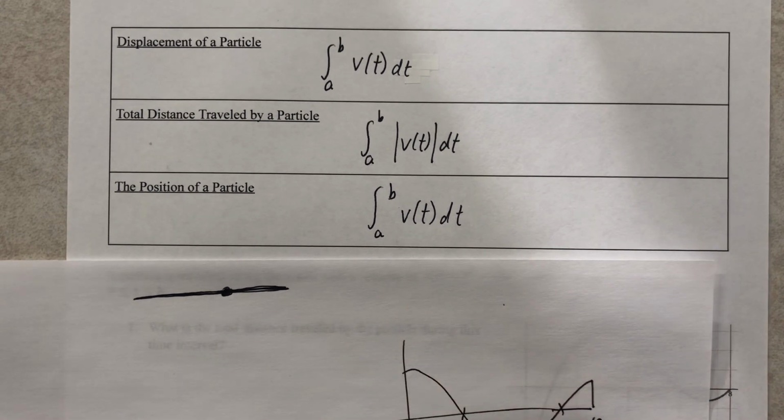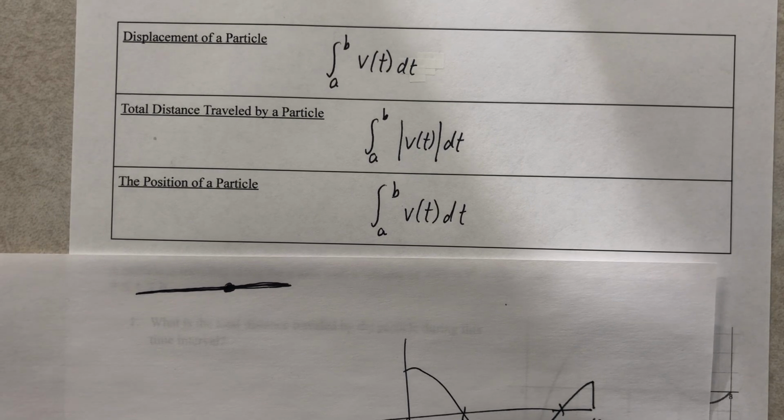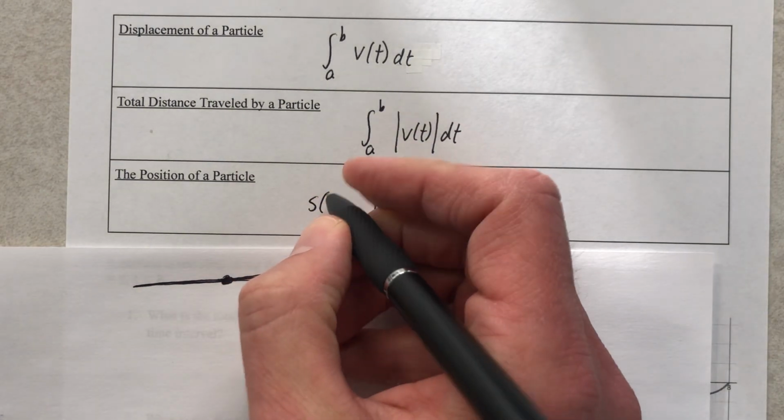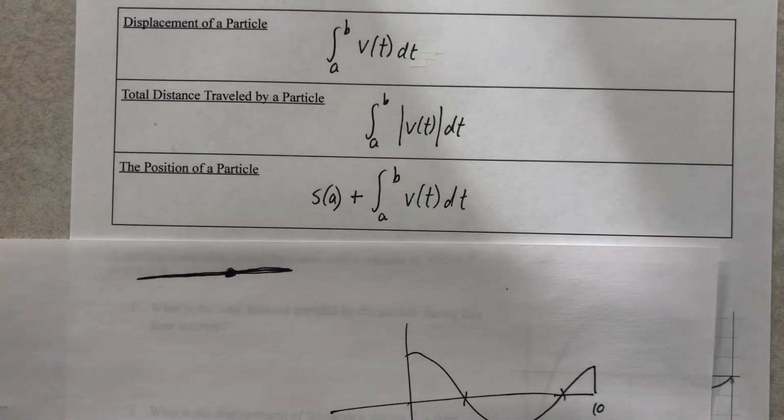If I said I'm 5 feet ahead of where I was, and then you ask where did you start? Well, I started at this chair. Then I can measure 5 feet from that chair and I'll be good. So S of A plus that. What is S of A? S is what we often use for displacement.